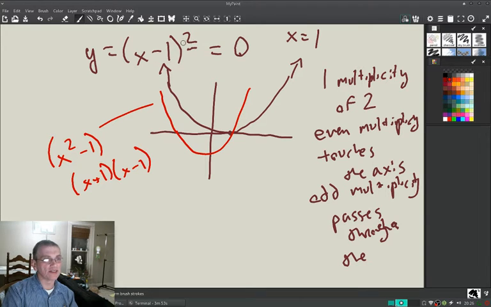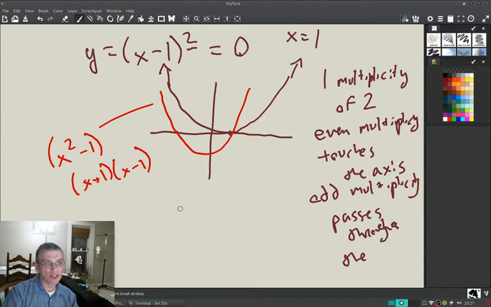The multiplicity is this sort of power on the factor. Multiplicity of 1, they pass through. Multiplicity of 2, 4, 6, they touch. 1, 3, 5, they pass through. So it's another thing you can use to tell what's going on.